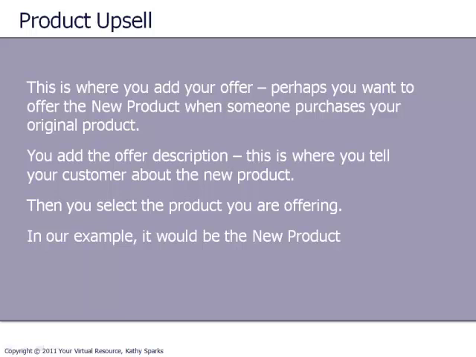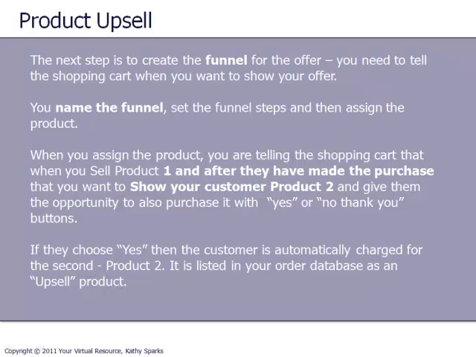The next step is to create the funnel for the offer. You need to tell the shopping cart when you want to show your offer. You name the funnel, set up the funnel steps, and then assign the product. When you assign the product, you're telling the shopping cart that when you sell product number 1, and after they have made the purchase, that you want to show your customer product 2 and give them the opportunity to also purchase it with a yes or no thank you button. If they choose yes, then the customer is automatically charged for the second product, product 2. It is listed in your ordered database as an upsell product.